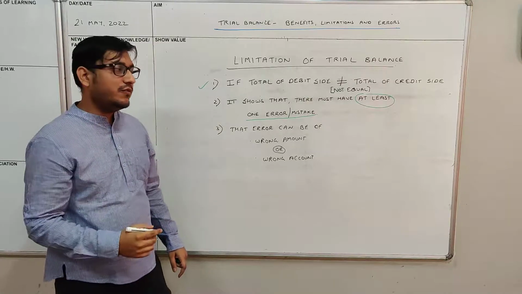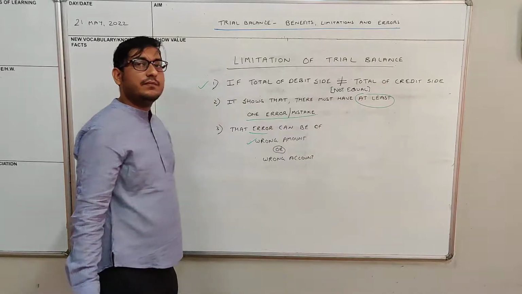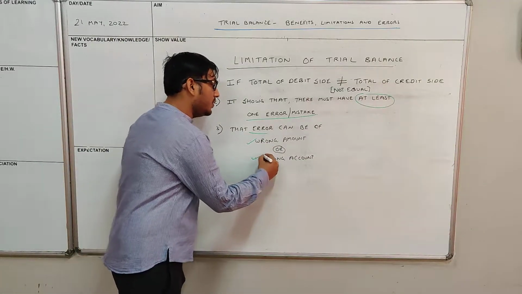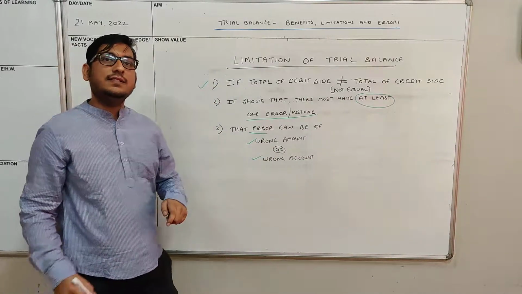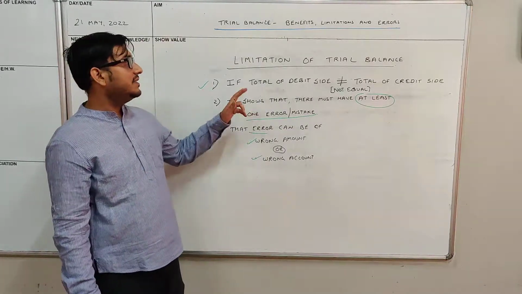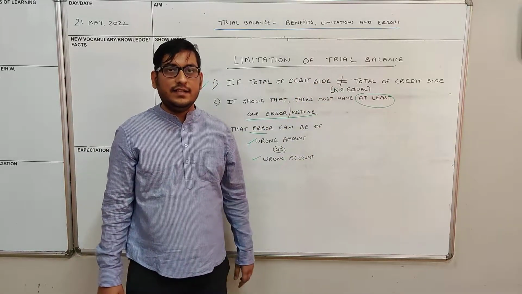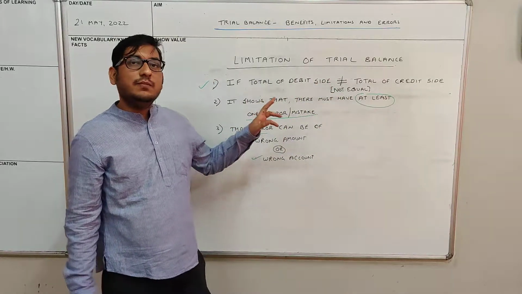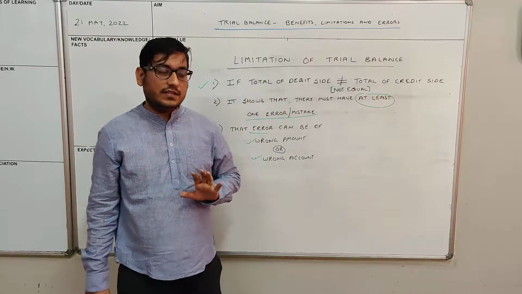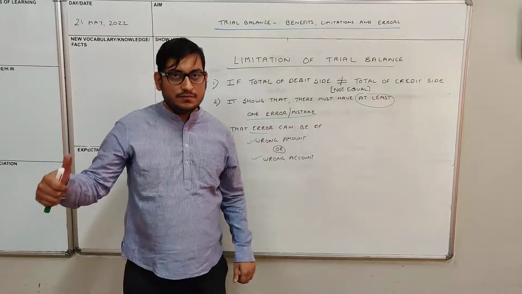So what are the types of errors? That error can be of wrong amount or wrong account. So if the trial balance does not match, it gives a businessman a glimpse that the total of the debit side is not equal to the total of the credit side. It shows that there must be at least one or more errors, and that error can be of wrong account or wrong amount.